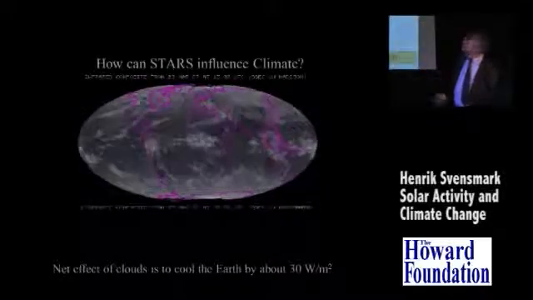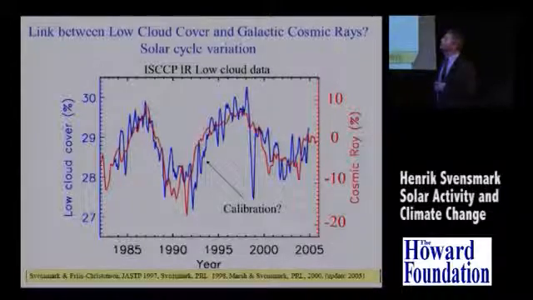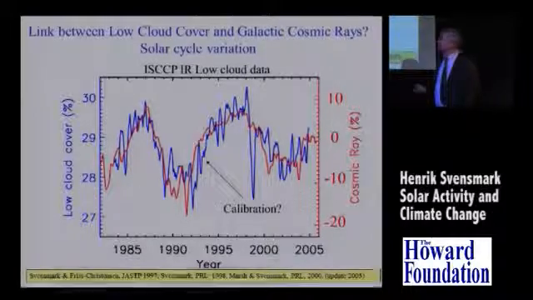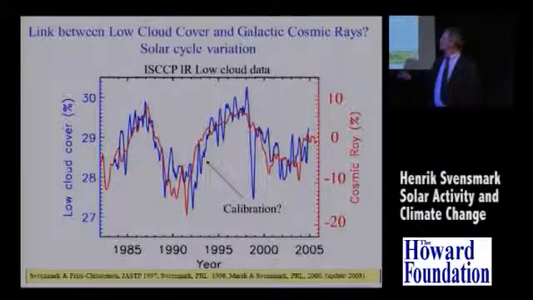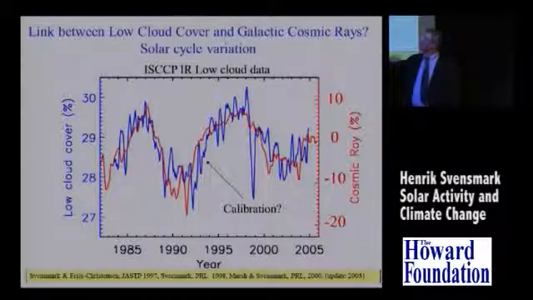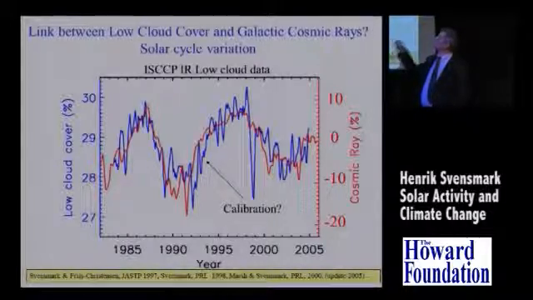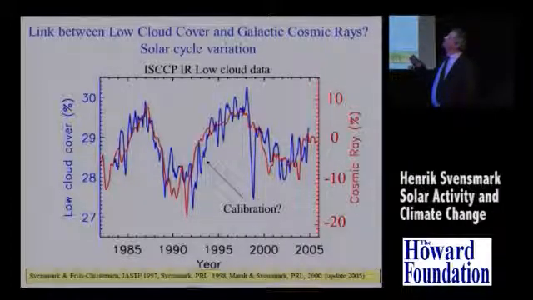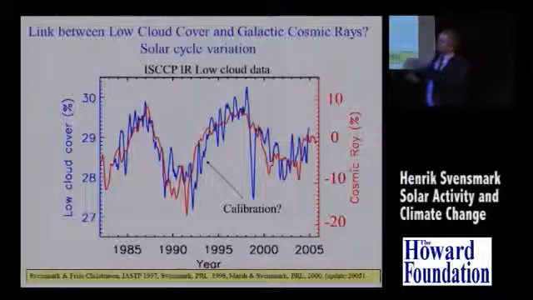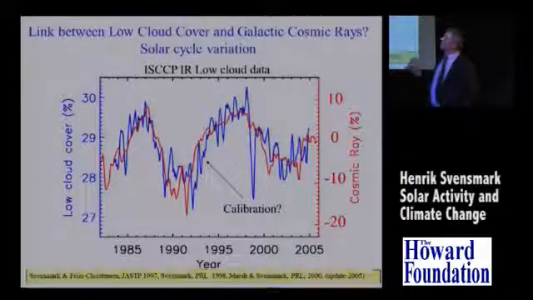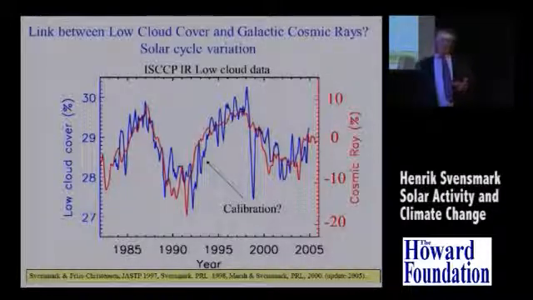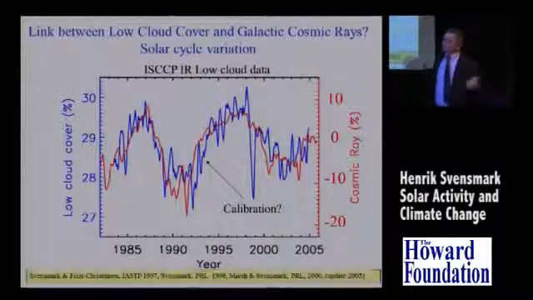So when we had this idea, what we did was to take satellite data of clouds and compare them to the cosmic ray changes. This is from 1983 until 2006. The red curve is changes in the cosmic rays as measured by a neutron monitor. And the blue curve is low clouds from the ISCCP data set. First of all, you see there's a nice correlation. There are problems with the calibration of this data set, so we did a recalibration over this period, and that is controversial. But in any case, this correlation does not say that there's a causal effect.